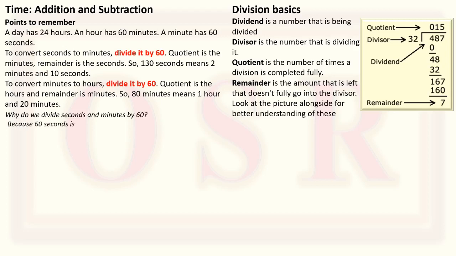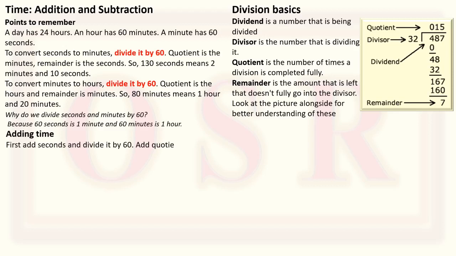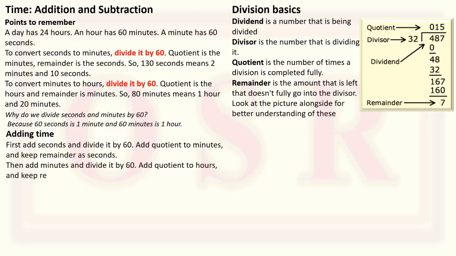Because 60 seconds is 1 minute and 60 minutes is 1 hour. Now adding time. First add seconds and divide it by 60. Add quotient to minutes and keep remainder as seconds. Then add minutes and divide it by 60. Add quotient to hours and keep remainder as minutes.